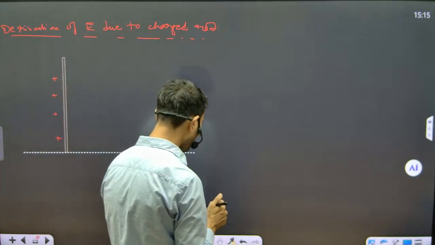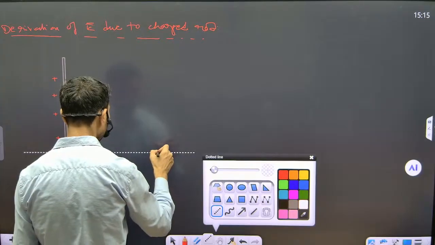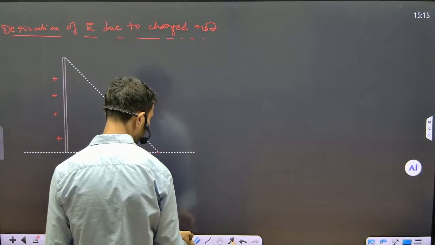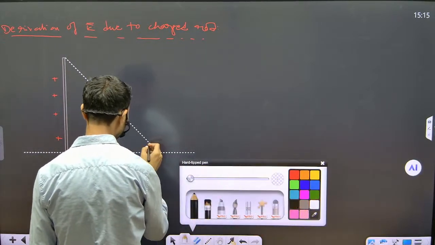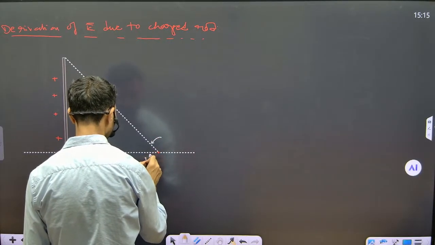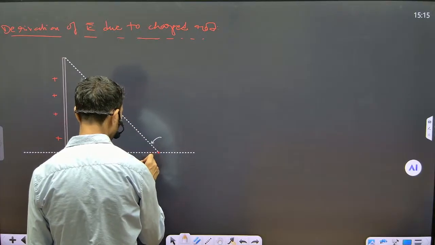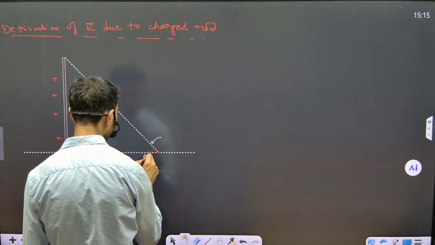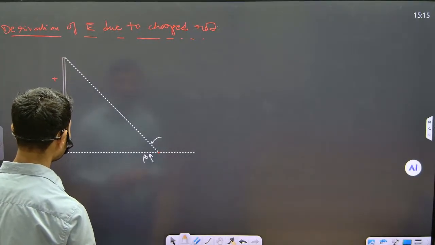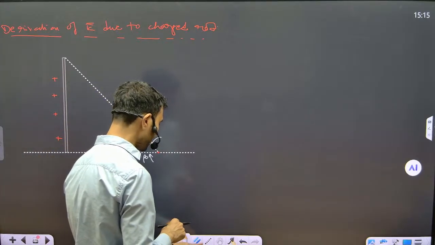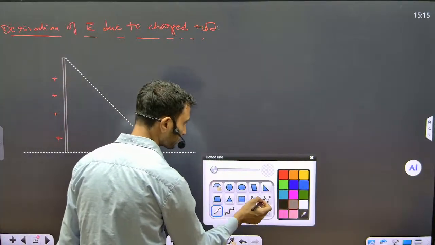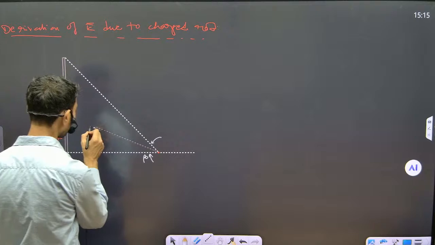Moreover, this angle is given to me. That angle is some angle. Let's say that is beta. That is beta is the angle, and we have to find out the electric field due to that. So for that, what we'll do, we will take an element from here.